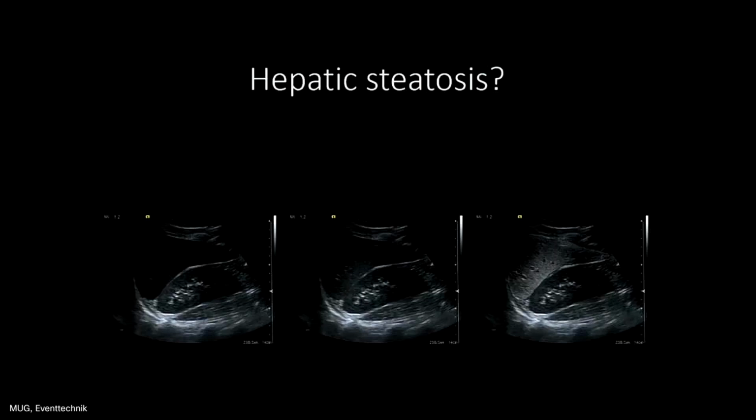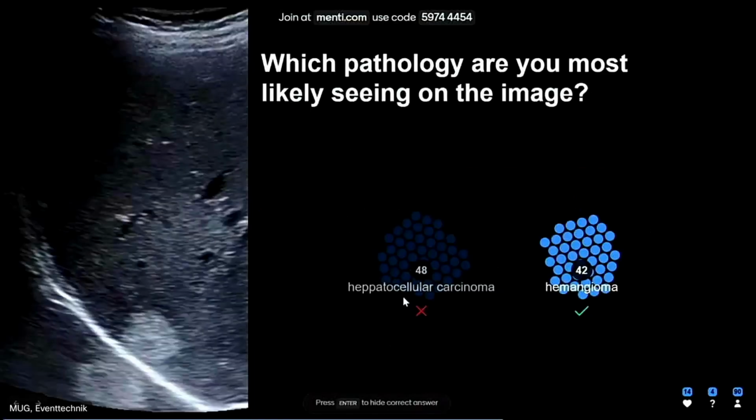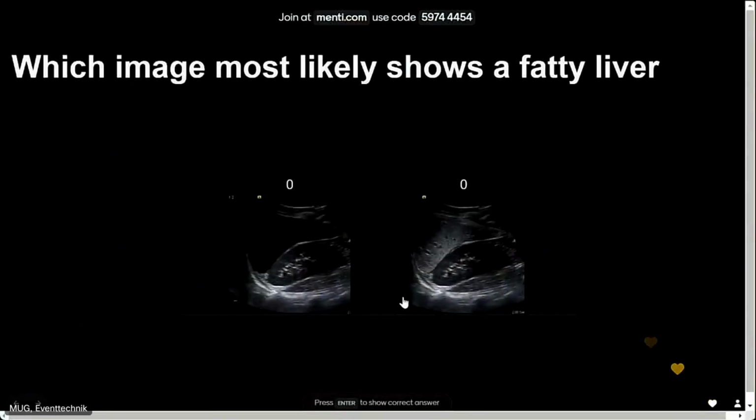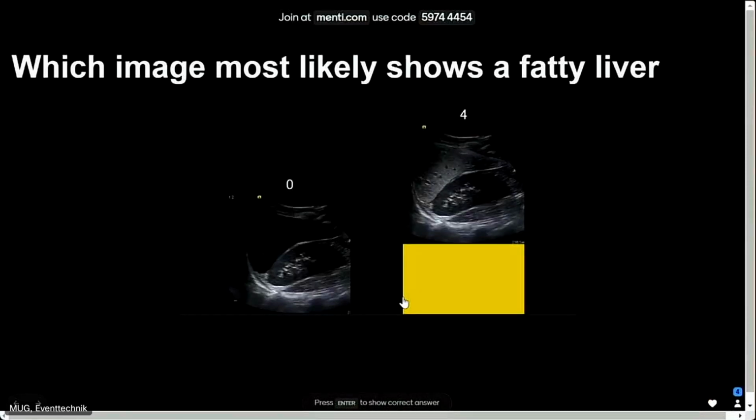And we have another example of this one. On the right, you see a hyperechogenic liver. On the left, you see a hypoechogenic liver, always compared to the kidney. And in the middle, you see an isoechogenic liver compared to the kidney. The middle one is a healthy liver. And our next question for you is, which one would you think has the hepatic steatosis? The bright one or the dark one?